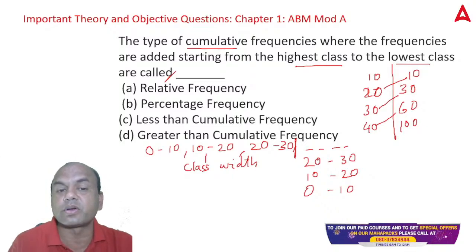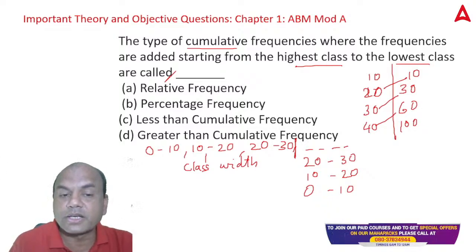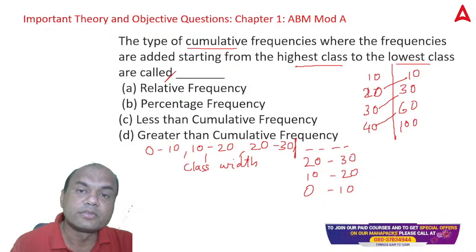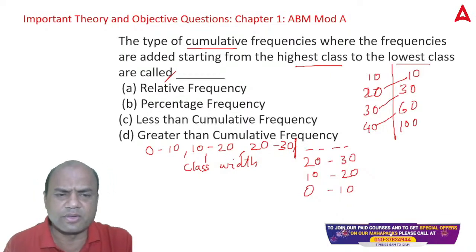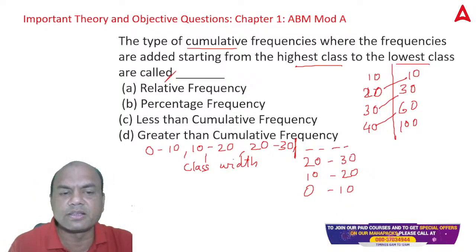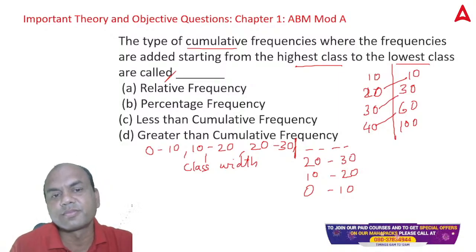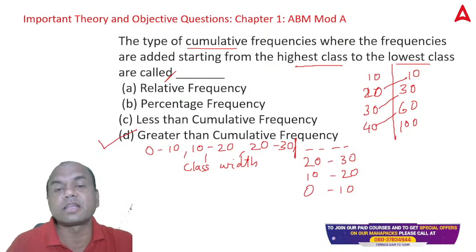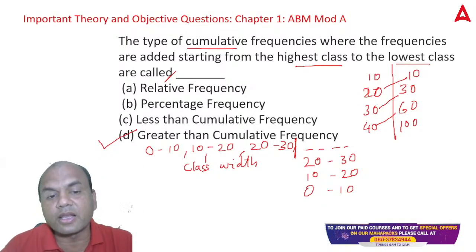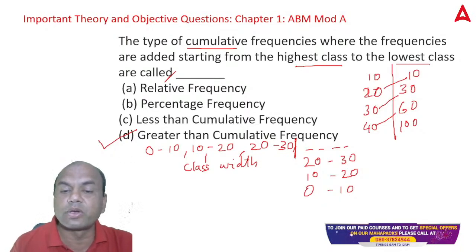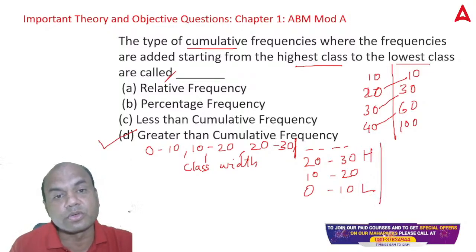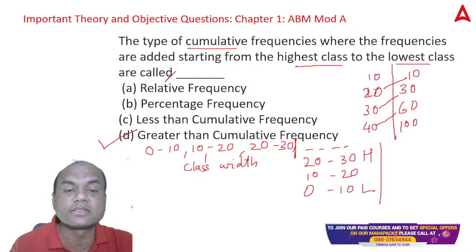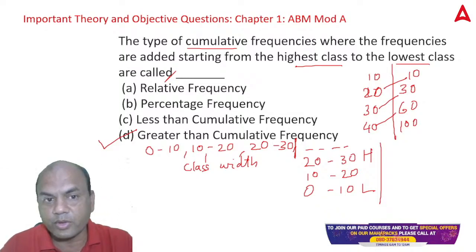So this is known as what? Relative frequency, percentage frequency, less than or greater than cumulative frequency. What is the answer? Everyone type in the comment section. Logically, the answer is between C and D only, less than and greater than. It is greater than cumulative frequency. Got it? Greater than means whenever I'm starting from the highest and going to the lowest. If I'm taking the reverse route, lowest to highest, then it is known as less than. Clear? Simple? Okay, move ahead.